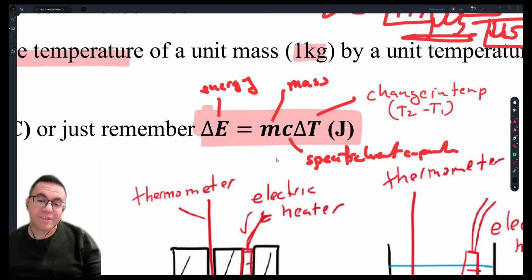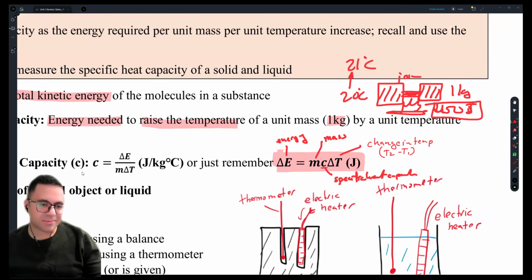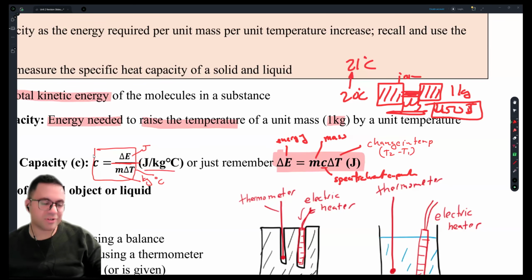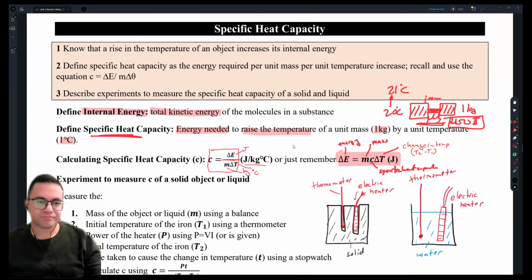Which means if you want to get C, the specific heat capacity, what do you do? Make it the subject. C is equal to E over m delta T. The unit of measurement of specific heat capacity is joules per kilogram, or sometimes gram, degree Celsius or degree Kelvin. So joules per kilogram Celsius or joules per gram Celsius.